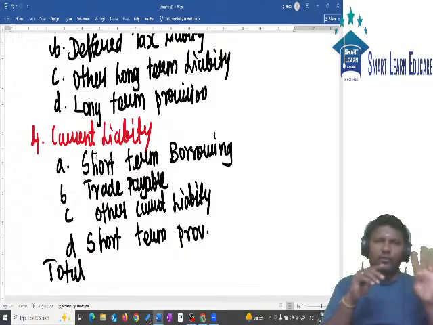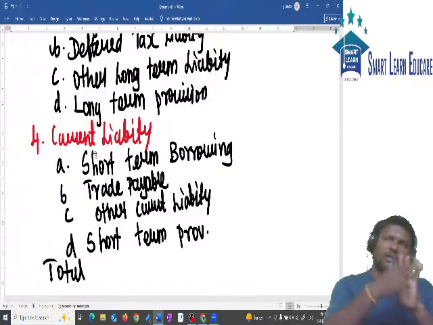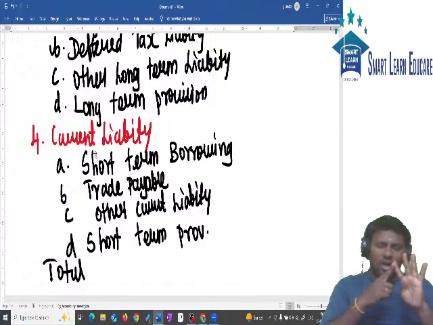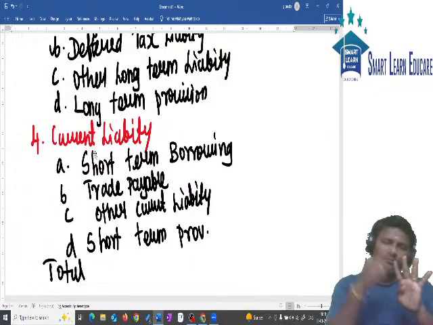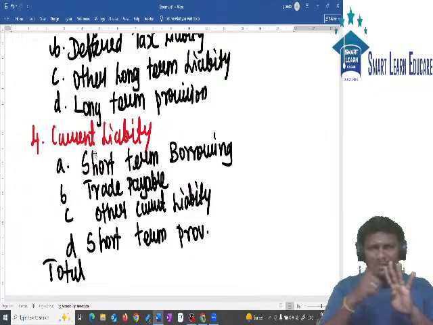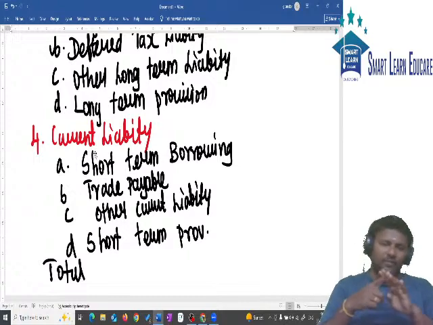Current liability has four things. First one S, last one S. First one, short term borrowing. Last one, short term provision. Second one, trade payables. Third one, other current liability. That's all.